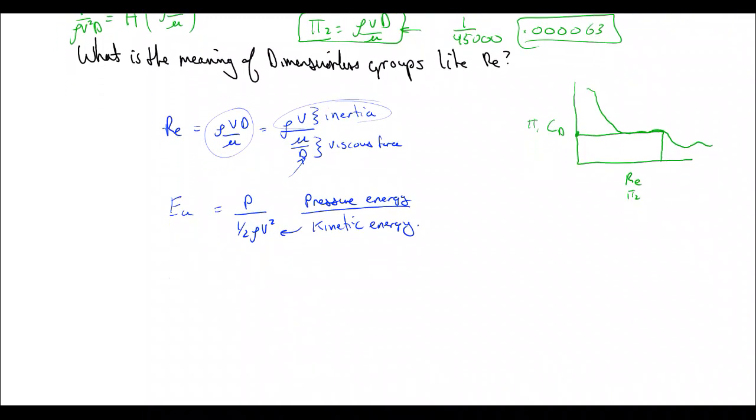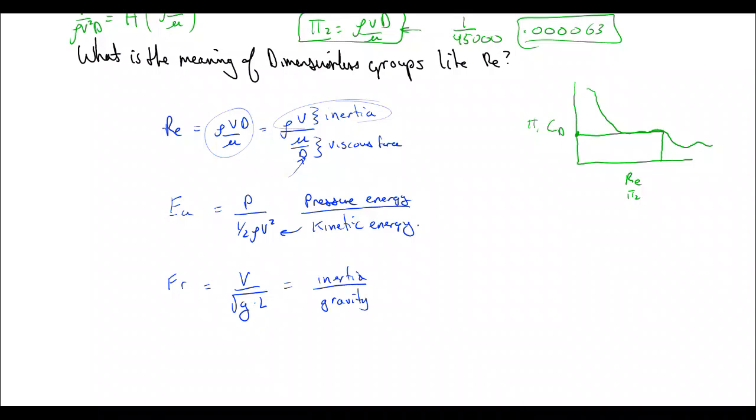Another one is the, I always mispronounce this, the Froude number, and it's equal to the velocity divided by the square root of gravity times a length. And this is a measure of whether or not inertia or gravity is important in a particular situation.